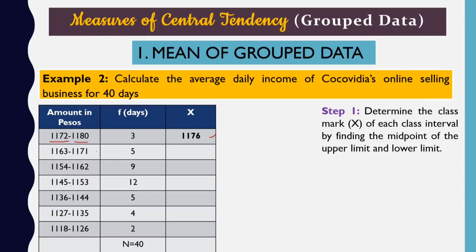For the next interval, 1163 plus 1171 divided by 2 is equal to 1167, followed by 1158, and then 1149. The class mark of the next interval is 1140, followed by 1131, and then 1122.